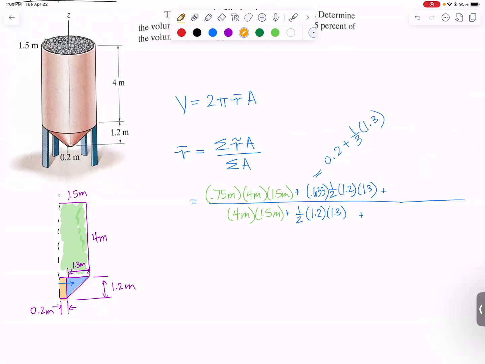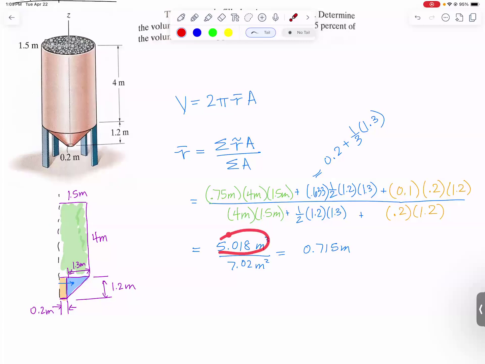Finally, the orange rectangle. So the centroid location will be half of the way over, so 0.1 meters, and then the rectangle itself is 0.2 times, and it's 1.2 tall. And then in the bottom of the fraction, we have just the area, 0.2 times 1.2. The top of that comes out to be 5.018 meters cubed, and the bottom is 7.02 meters squared, which happens to be 0.715 meters.